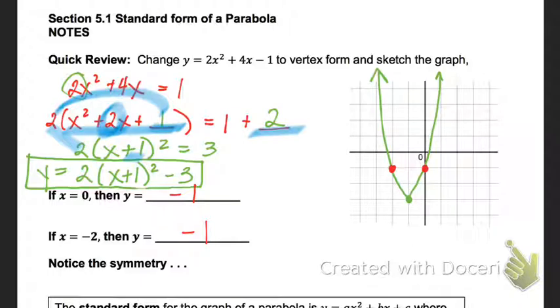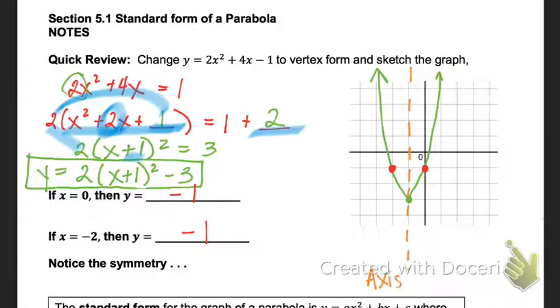So then it says, notice the symmetry. They're both at the same y value. It's like you could cut this in half. We're going to call that the axis of symmetry, which is just the vertical line where the vertex is. So that's our axis of symmetry right here.